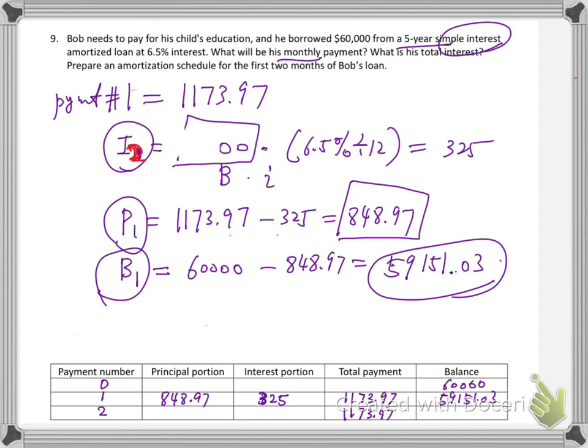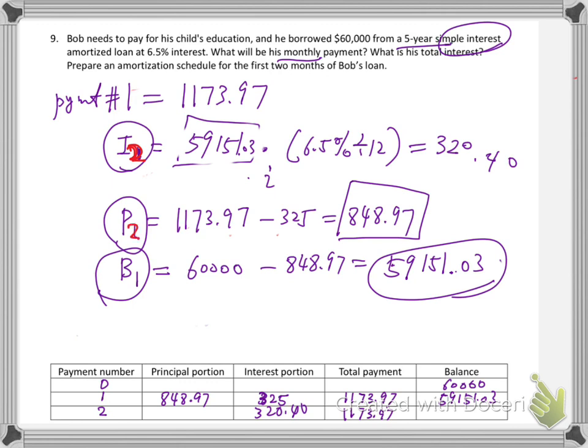So for I2, the balance changes but the interest rate does not change, so the balance is B1, the new balance. So we have 59151.03 times the interest. Then the new interest portion is a little bit smaller, it's 320.40. So that's I2. Now we want P2.